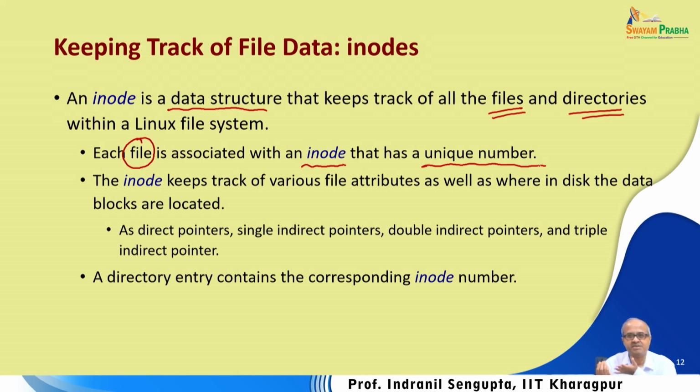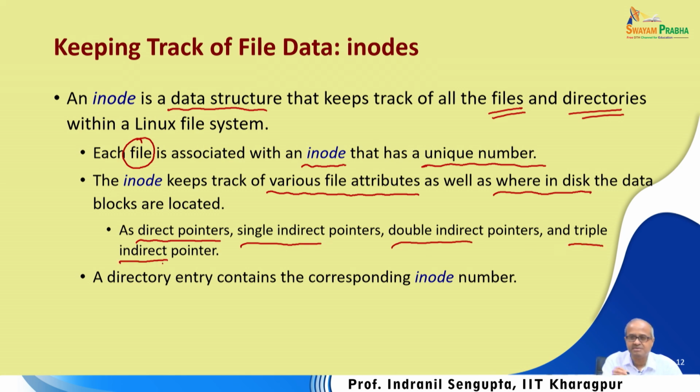As I said, what does an inode contain? It keeps track of various file attributes. We shall show what kinds of attributes are there in an inode, as well as where on the disk the actual file data is located. We shall see the pointers, there are different kinds of pointers called direct pointers, single indirect, double indirect, and triple indirect pointers. This we shall see.